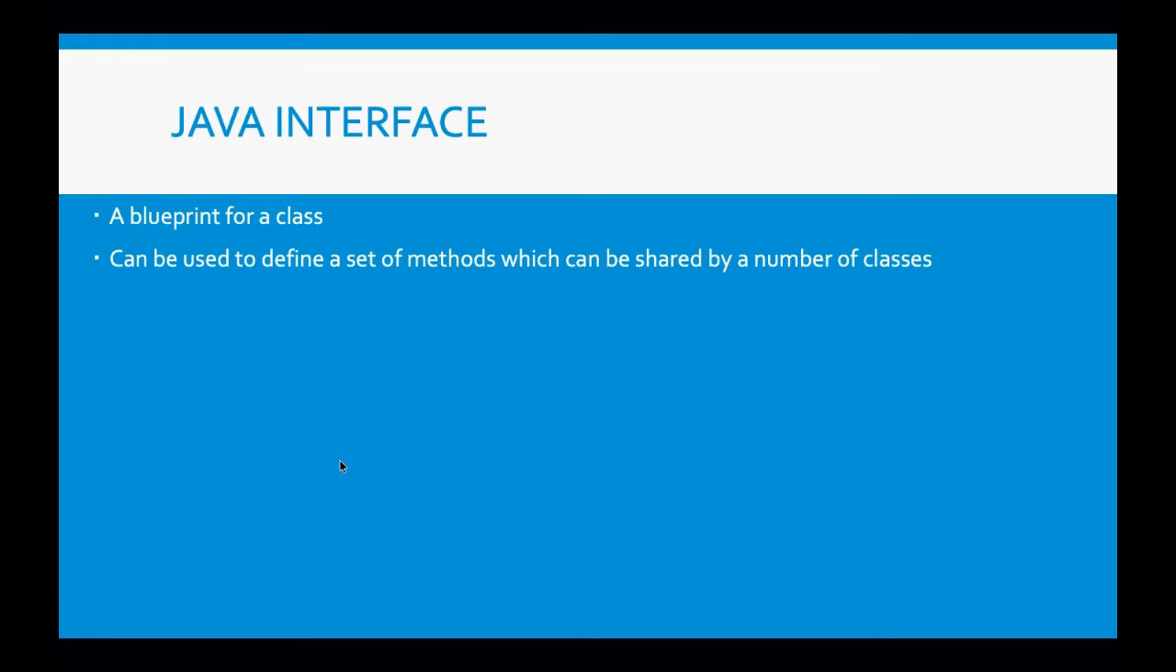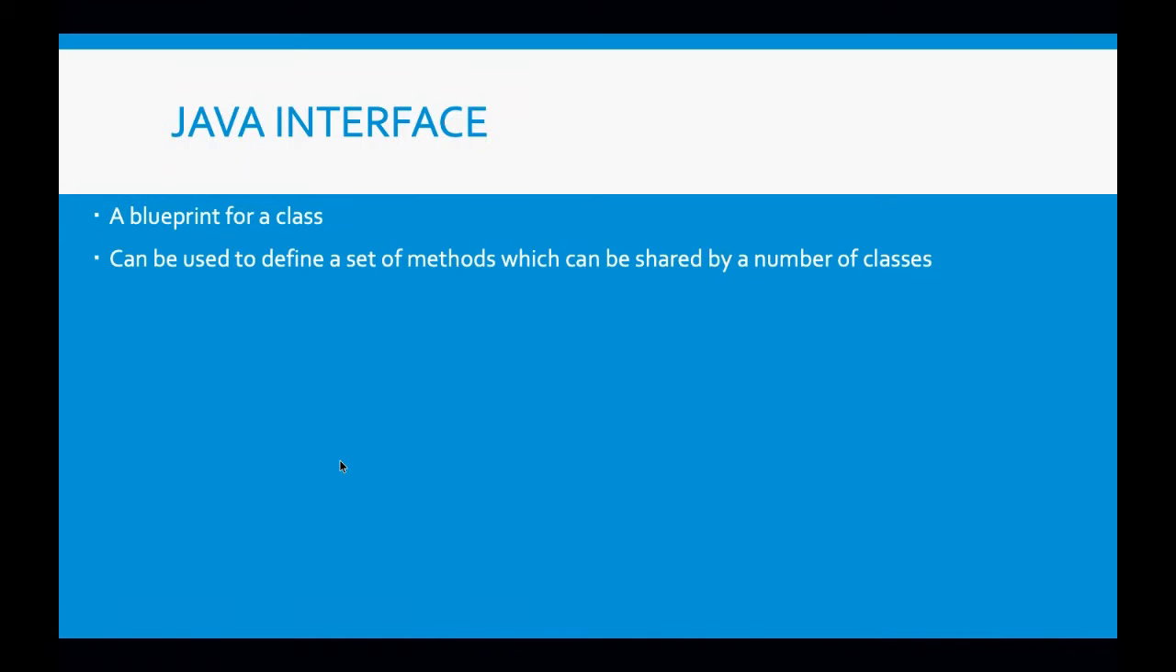An interface can be used to define a set of methods which will be shared by a number of classes. This also helps to pick out the commonality between classes and helps them use it as required, instead of writing it the same number of times in each class. So you can define a set of methods that can be shared by a number of classes in an interface.